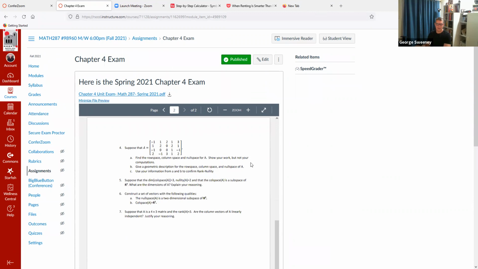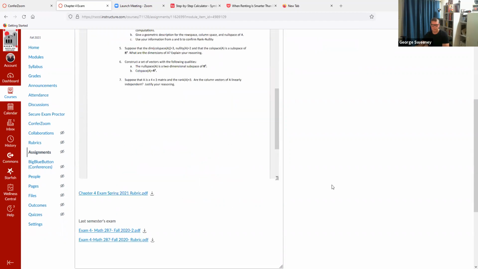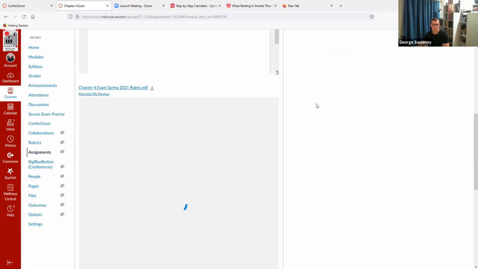Suppose that the dimension of the column space of A equals 3, the nullity of A equals 2, and the column space of A is a subspace of R4. What are the dimensions of A? Maybe not even something like that. It might be even more straightforward than that. But yeah, and then you can look at the rubric that goes along with those.